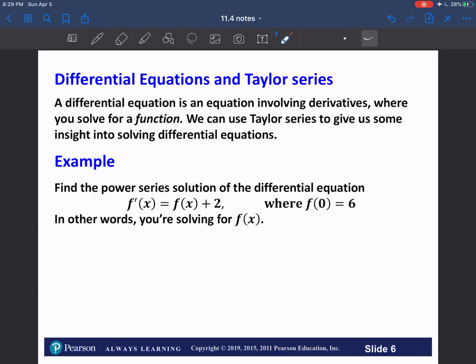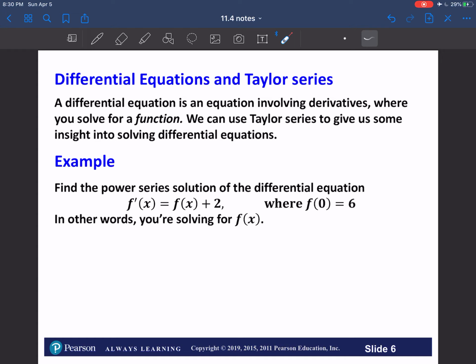But the basic concept that we want to get across to you here is that Taylor series can be useful whenever you are analyzing differential equations. And so here is one way that you can use them. First, let me just explain what a differential equation is. A differential equation is an equation involving derivatives, where you solve for a function. You can use Taylor series to give some insight into the problem that we're solving.